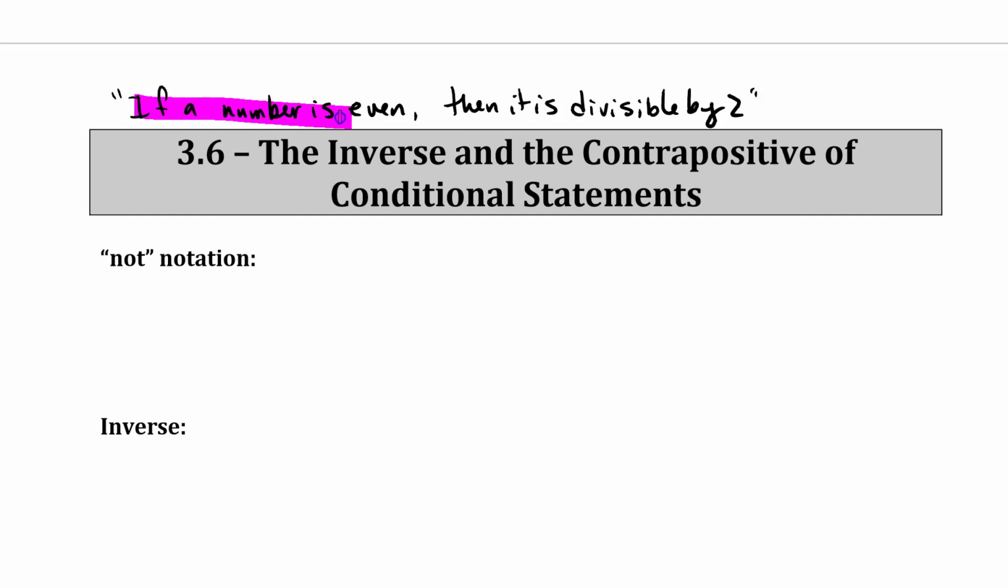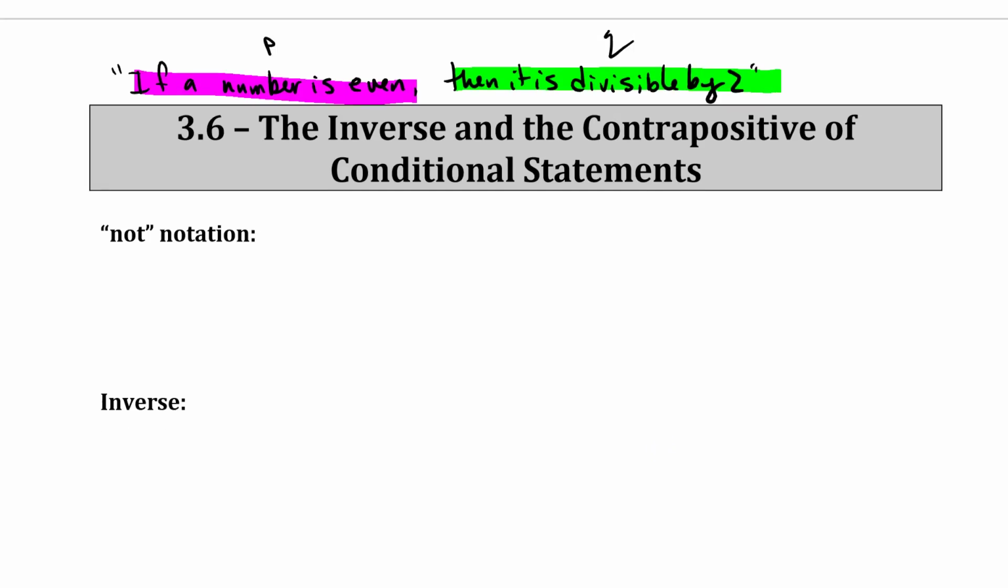We know that this is going to be our hypothesis. This is going to be our conclusion. So if I can label it, this is P and this is Q. We'll come back to this in a little bit. So the not notation, the way that we would say it is not P. This right here just means not.